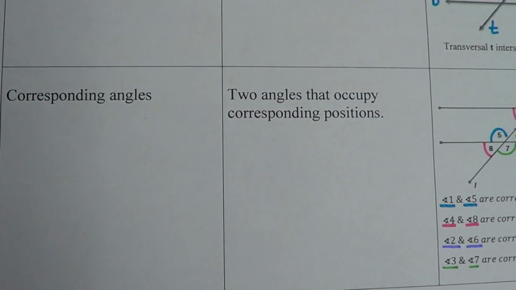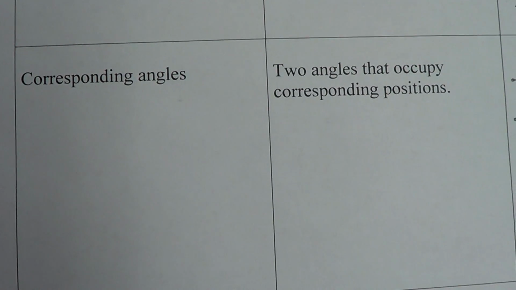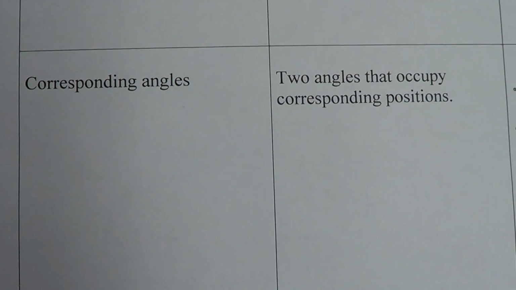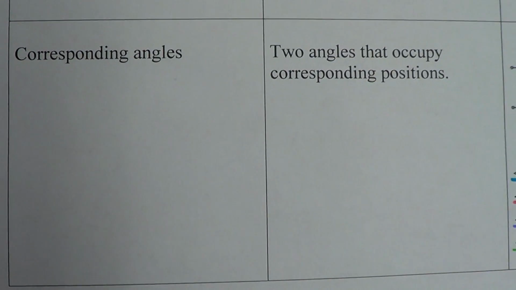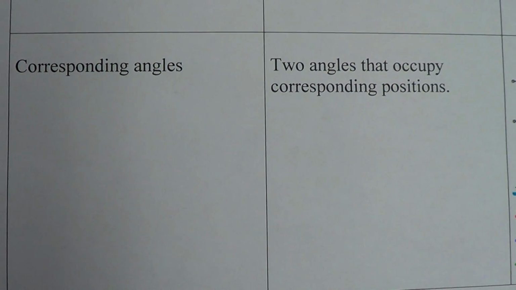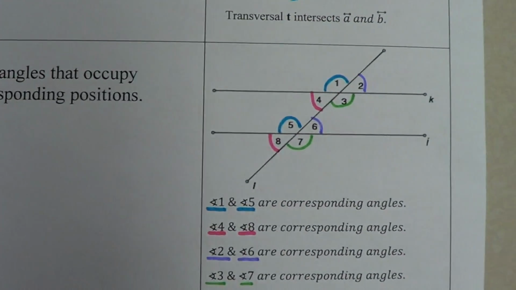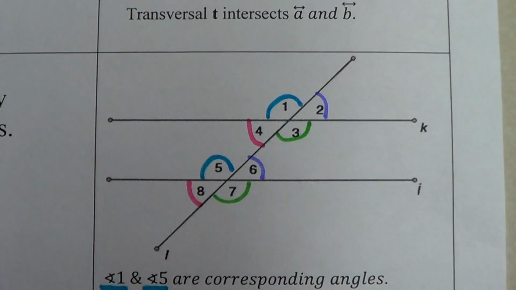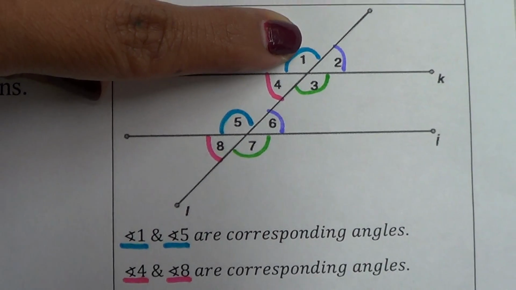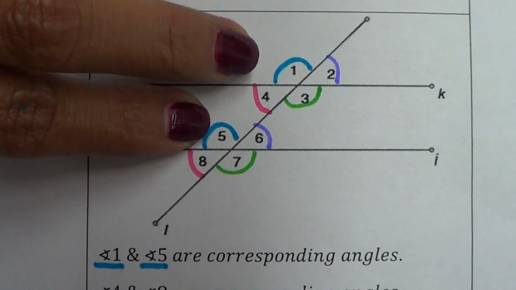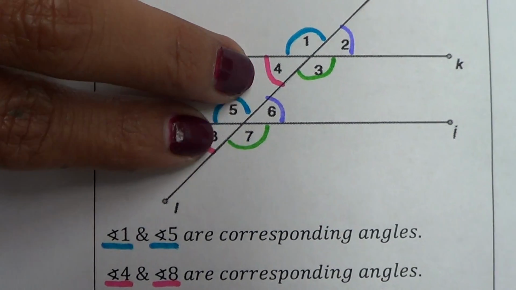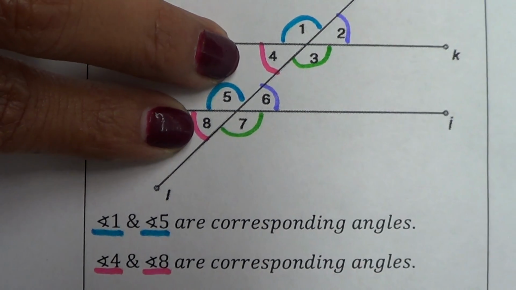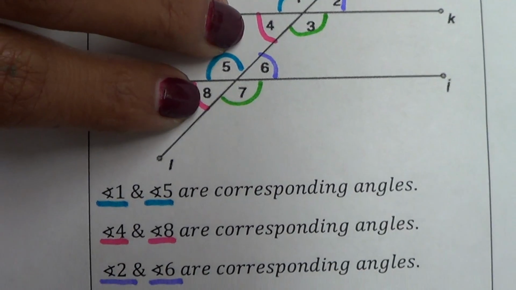All right, our next one is corresponding angles. Corresponding angles are 2 angles that occupy corresponding position. Now, if you have about 4 different color pens or markers, I would highly recommend color coding. This is why. So, corresponding angles. I went ahead and I color coded mine. So, angle 1 and angle 5 are considered corresponding angles because they're in corresponding spots. Angle 4 and angle 8, they are corresponding angles because they're in corresponding spots.